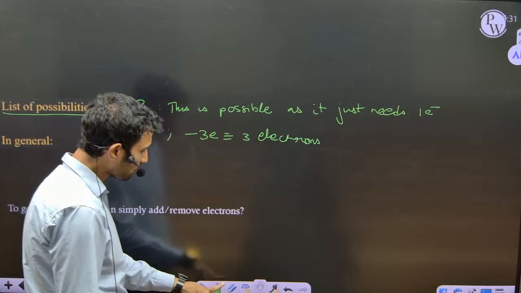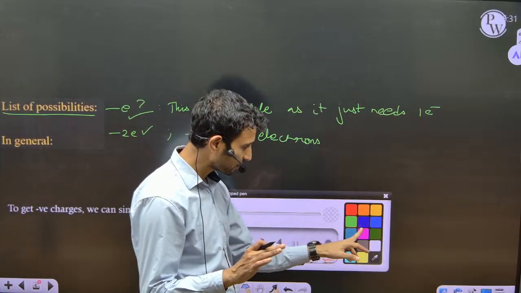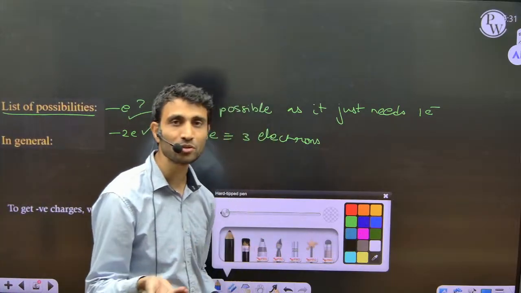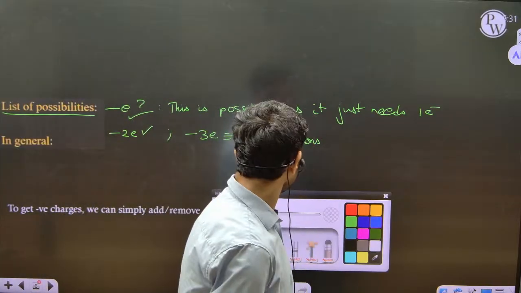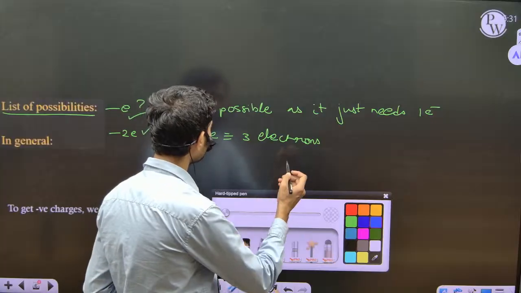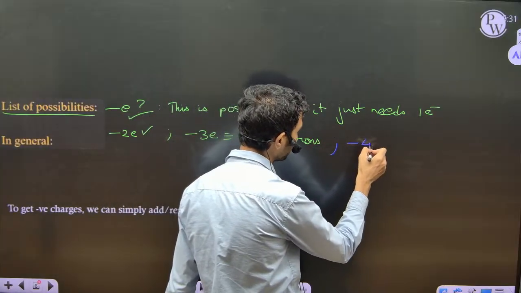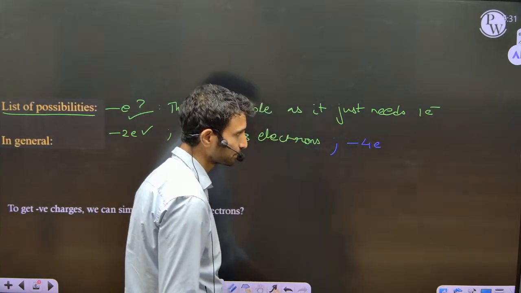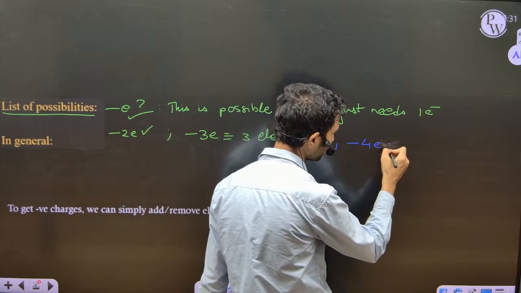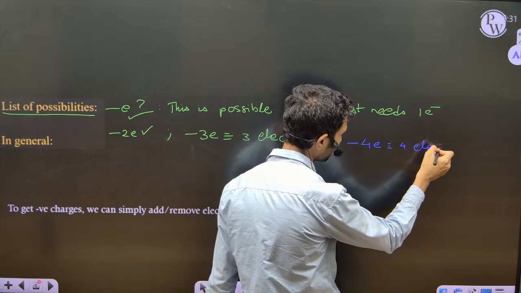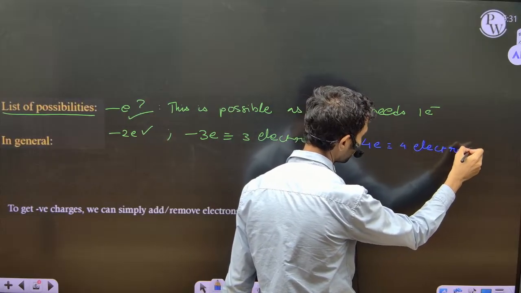Okay, so what is the grand picture, the conclusion we can draw out of all these examples? What do you say about minus 4e? Is this possible, kids? Minus 4e. Very much, right? How many electrons do you need for this? All you need is 4 electrons. No biggie.